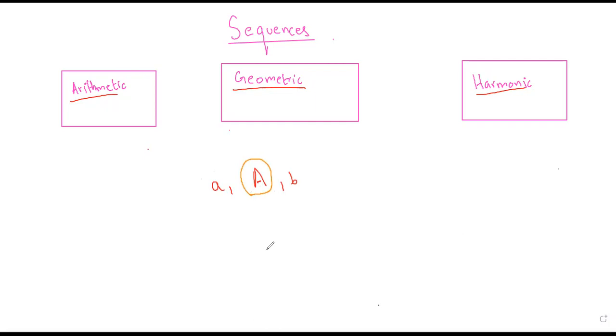Okay, you will get this, don't worry. Okay, let's talk about geometric progression. Let's say I have a geometric progression and my first term is small a, the second term is capital A, and the third term is small b.